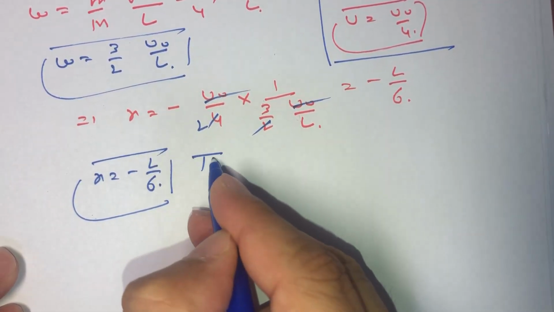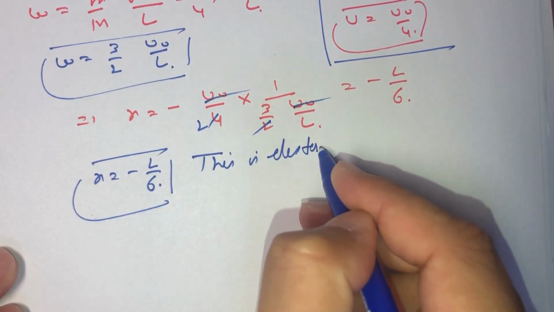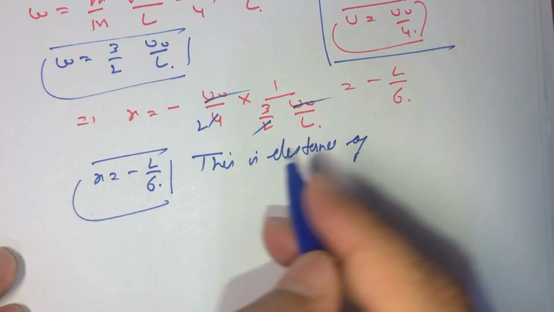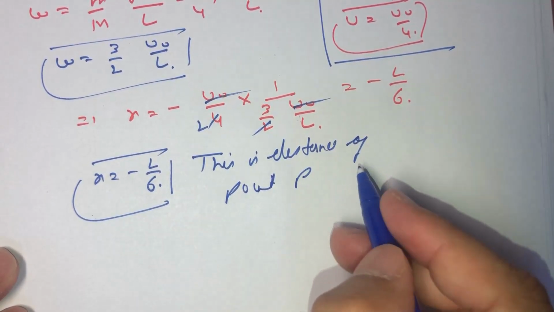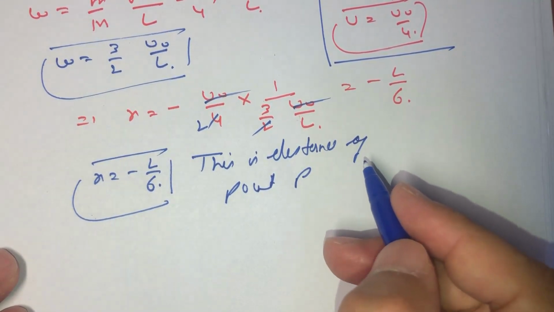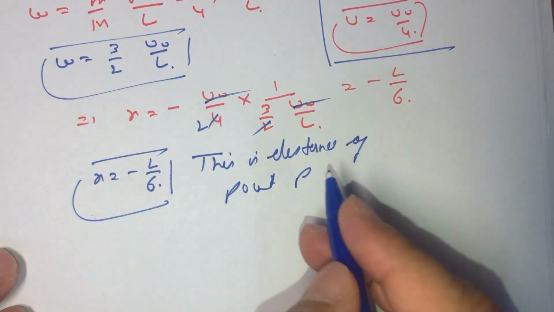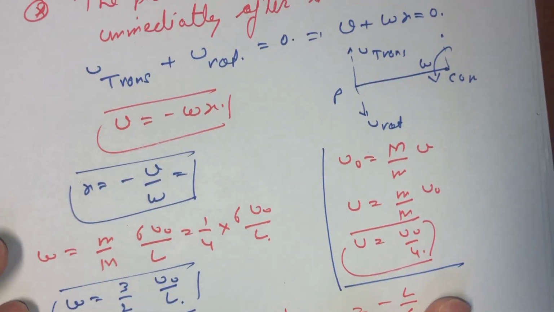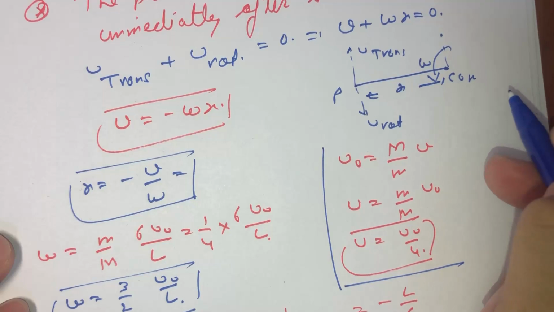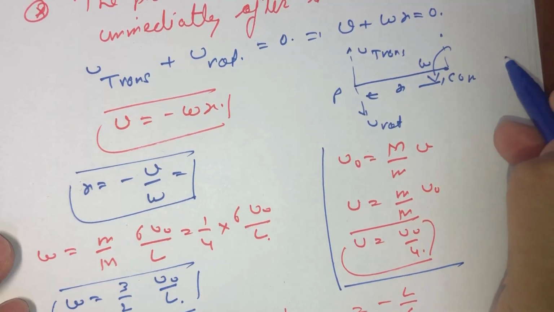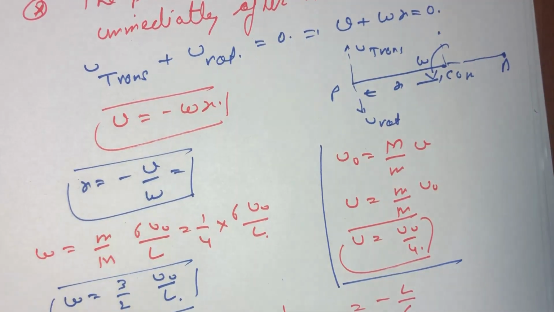So this is the distance of point P. Yeah, we have to find out AP. Sorry, this is only x. We only found out this is our x. Okay, but A is somewhere here, so we have to find out AP.